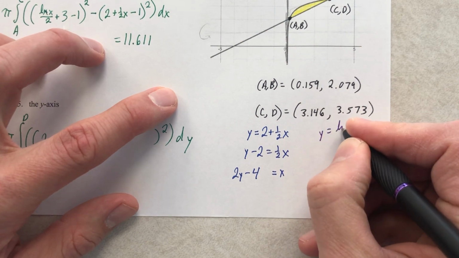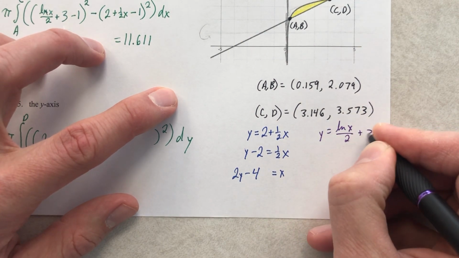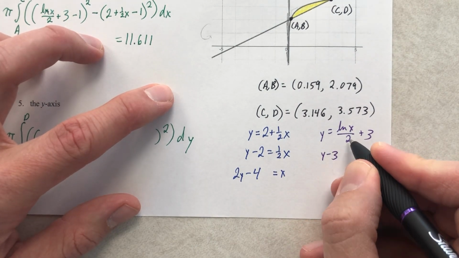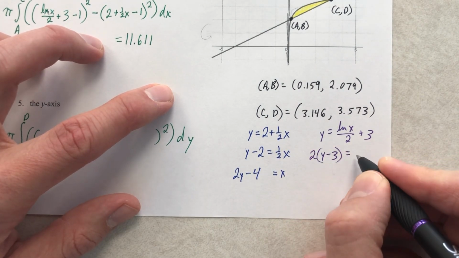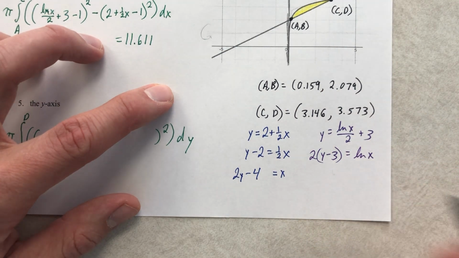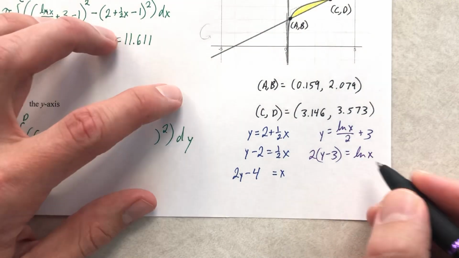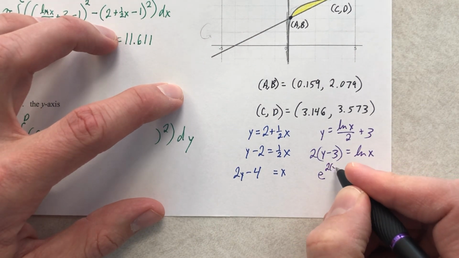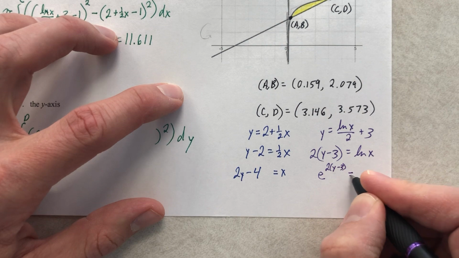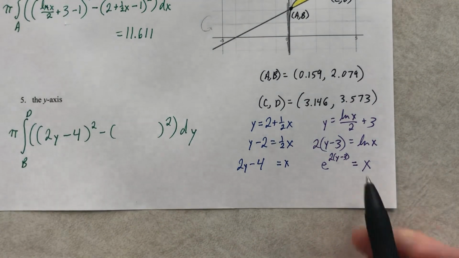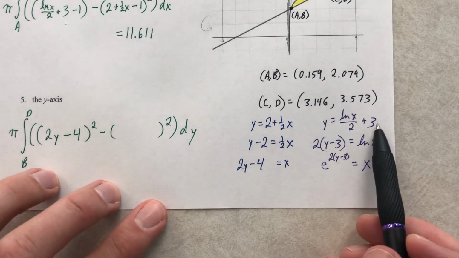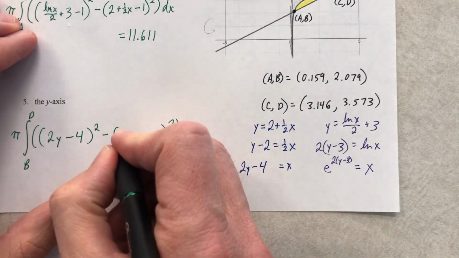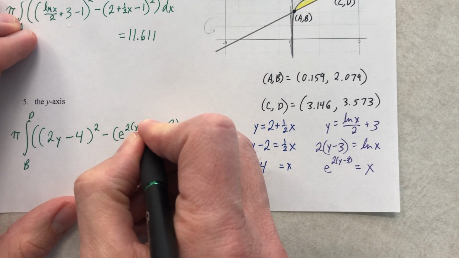y equals natural log of x over 2 and then plus 3. I have to solve this one for x. Let's do it. y minus 3, and then we double it, and that leaves me with the natural log of x. And then we're going to rearrange a few things. So we're going to have e to this power, so 2 times y minus 3, and that's equal to x. If I solved this equation for x, this is what I'd get, and it's going to go right here. e to the 2 times y minus 3.